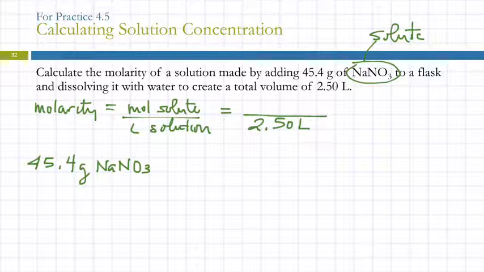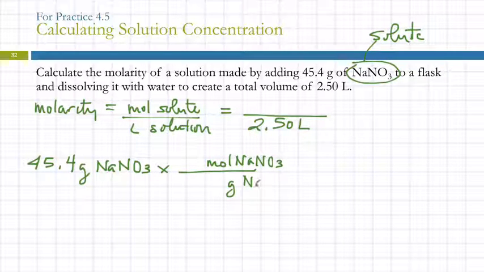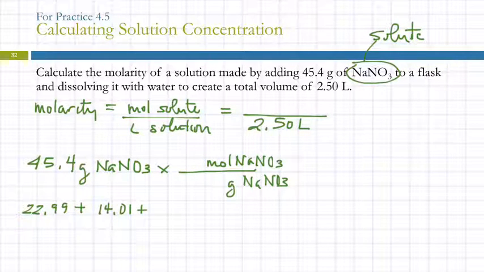Can we convert grams to moles? Sure we can. And we can do that in one step. So grams of sodium nitrate to moles of sodium nitrate, and then we'll divide by the liters of solution. And where do we get the number for that conversion factor? It's the molar mass. So we're going to need to look at the periodic table and calculate that. So sodium is 22.99. It's one of those. And nitrogen is 14.01. There's one of those. And then we've got 3 oxygens.